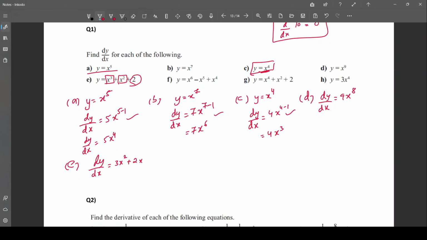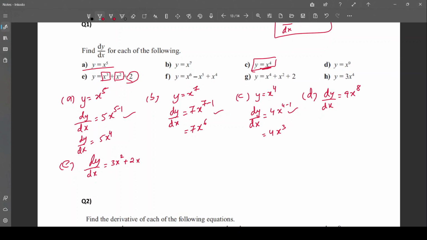So that's why we got 3x square plus 2 of x, because differentiation of the constant 2 gets 0. So if I differentiate this function with respect to x, dy by dx equals 6 will come in front, x to power 5, minus of 5 will come in front, x to power 4, plus of 4 will come in front, x to power 3.